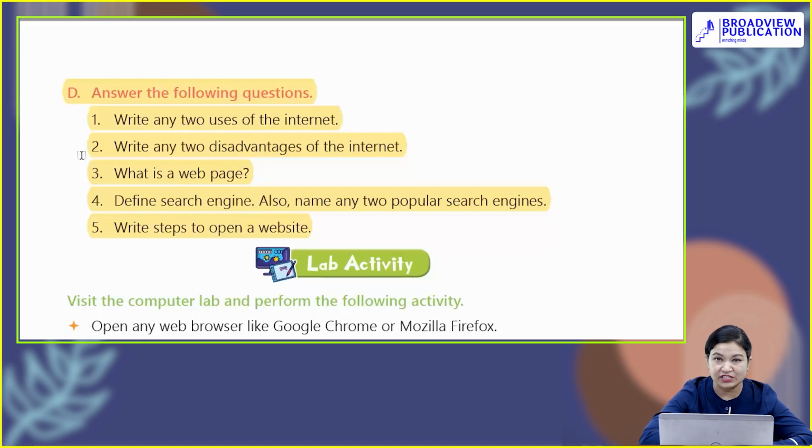What is a web page? So a web page is a page which contains information on a topic. Define search engine. A search engine is an application in which you can search information on any topic. Also name any two popular search engines. So you can write here Google Chrome and Microsoft Edge. Write steps to open a website. So you have to type the URL or address of that website in the address bar or search bar. Then you will get a lot of links related to that website. You have to click on the particular link which is related to that website to open that website.